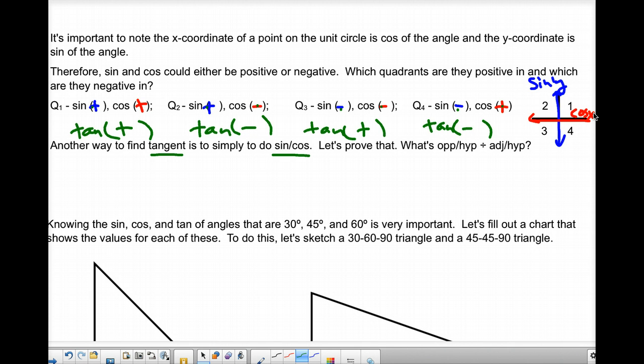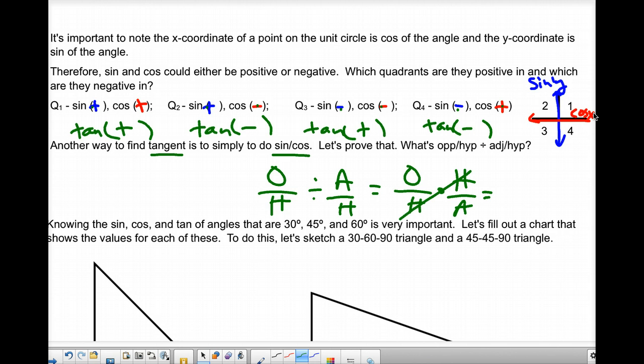I'll prove that right here. I said sine is opposite over hypotenuse and cosine is adjacent over hypotenuse. Here I'm trying to divide fractions. To do that, I multiply by the reciprocal. And hopefully you're going, oh, you can cancel h's. And that leaves you with an O on top and an A on the bottom. And that's tangent. Tangent is opposite over adjacent. TOA.